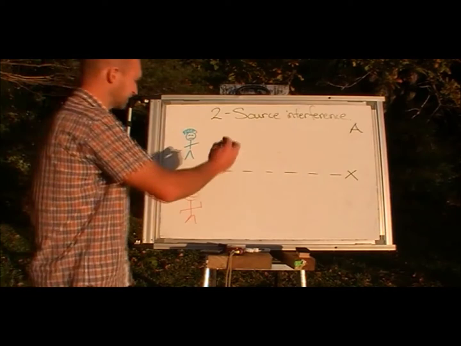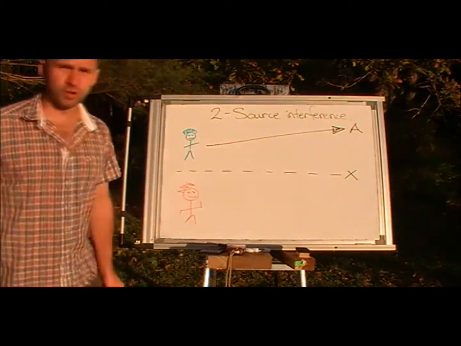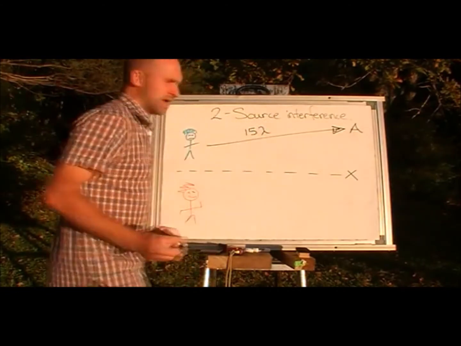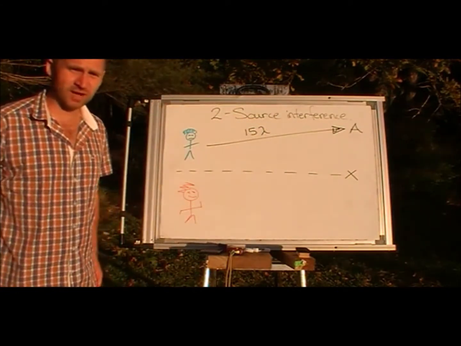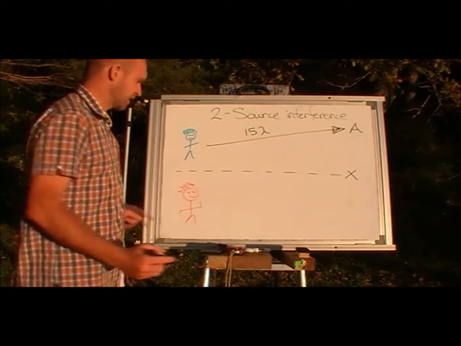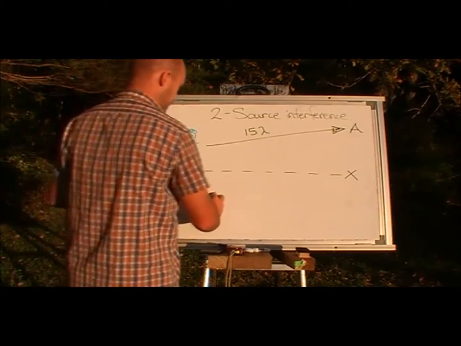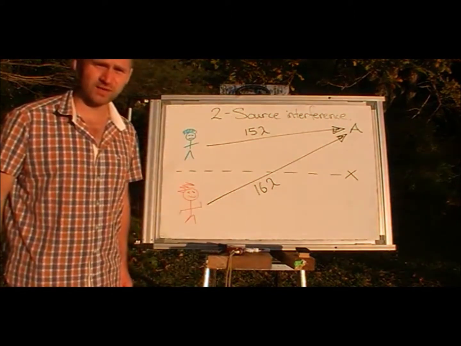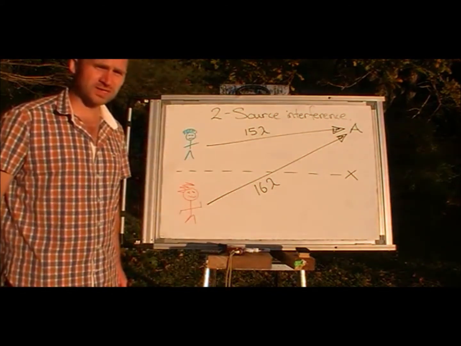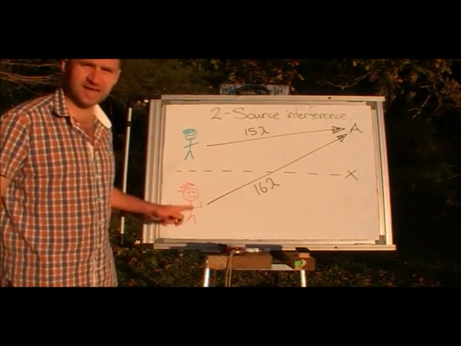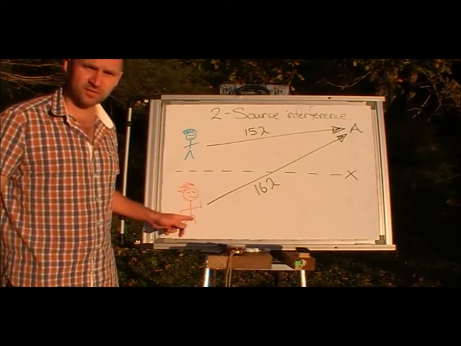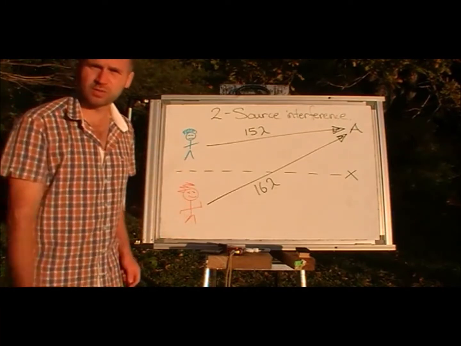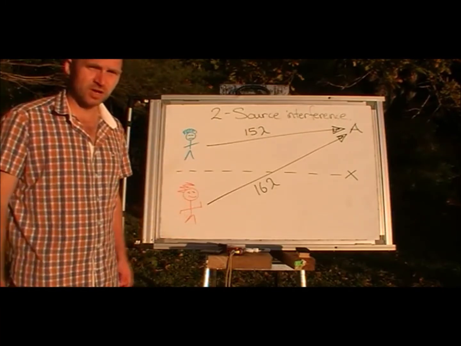In other words, for the blue one to get home, it's 15 wavelengths, but for the red one to get home, it's 16 wavelengths. And so what are we seeing? We're seeing that it's exactly one wavelength further for the red one to get there than the blue one, but they're still going to arrive beautifully lining up with each other.